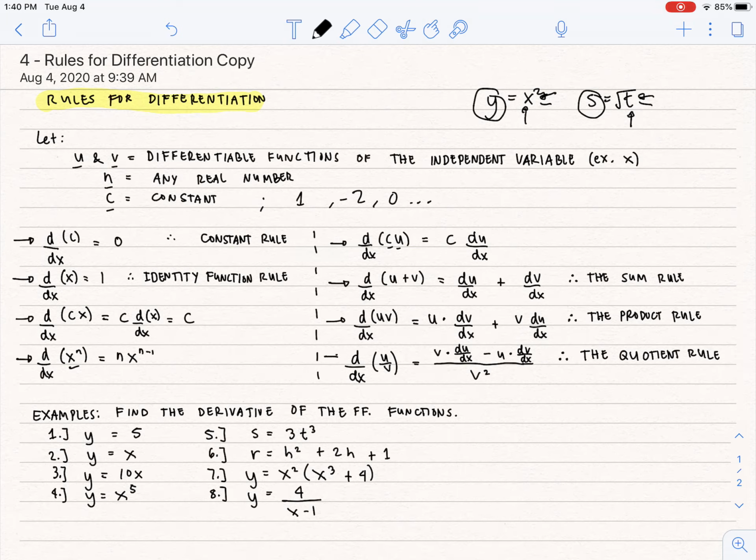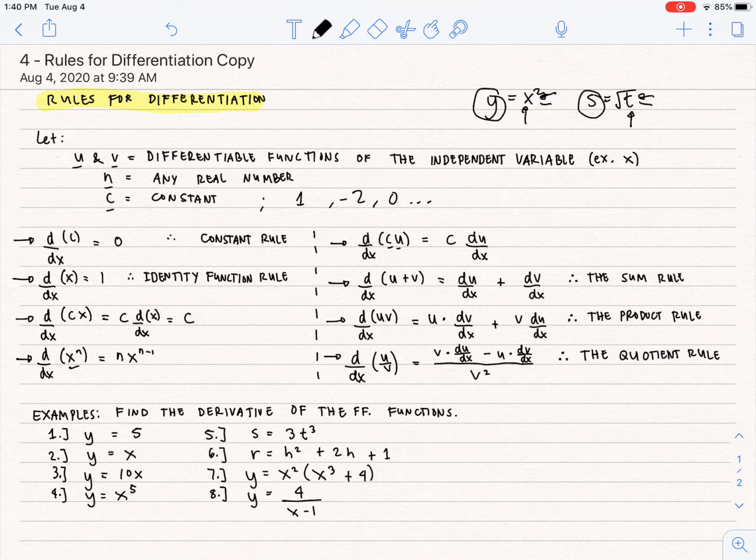Then last is the derivative of u over v, or u divided by v. So it is somewhat the same as the earlier example, u multiplied by v, but now the example is u divided by v. The formula for this last one is different.